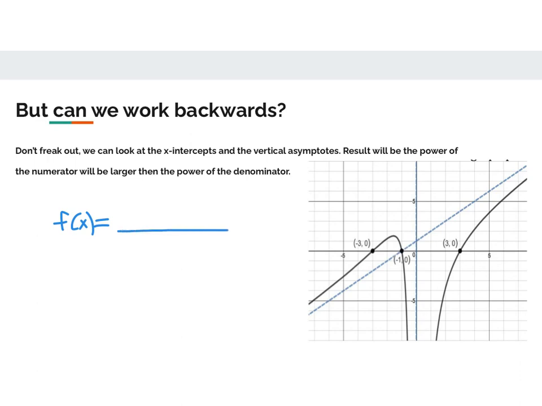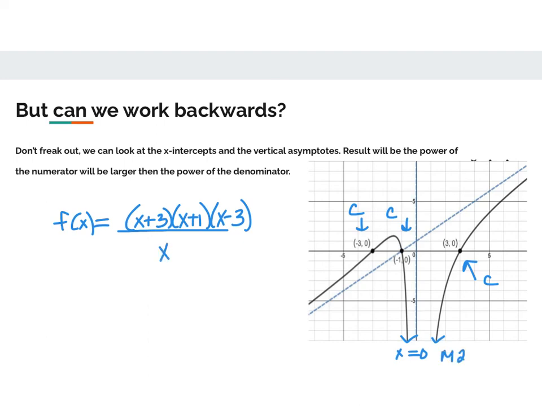So when I look at this function, I see I have an x-intercept at -3 with a cross, an x-intercept at -1 with a cross, and an x-intercept at +3 with a cross. Those are all going to go in my numerator as factors. Then I look at my denominator. My vertical asymptote happens when x equals 0. And again, it has no sign change, which means multiplicity of 2. As I adjust the overall function, I see I have a cubic function over a quadratic function, which will result in an oblique asymptote.